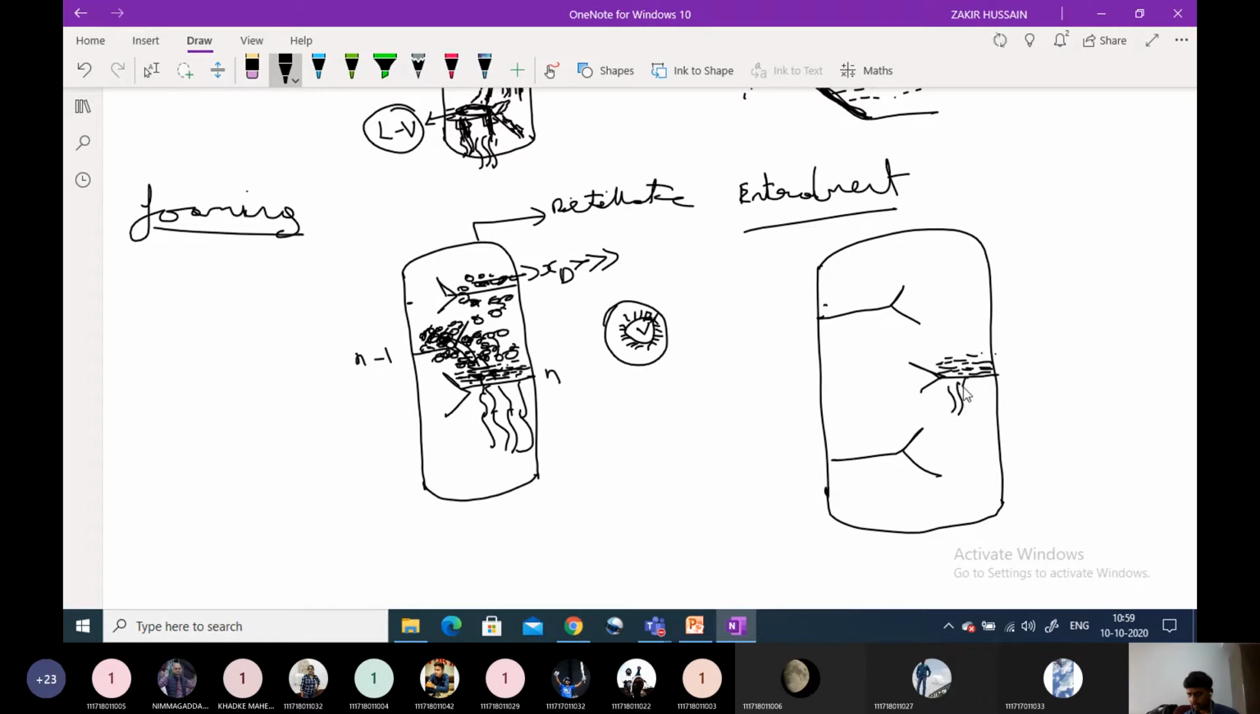So then vapors are rising through this liquid. The vapor flow rate will be V, and the liquid flow rate will be L. When the vapor flow rate is very, very high, what happens? The vapor will carry this liquid to the next plate. This liquid will be fed to the next plate.